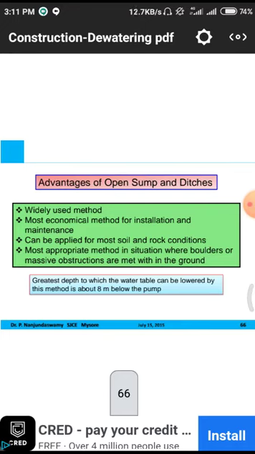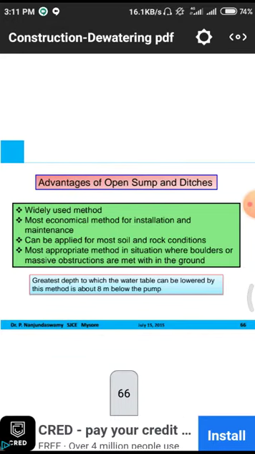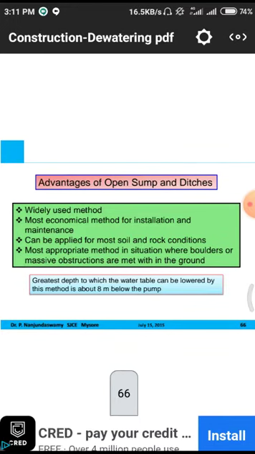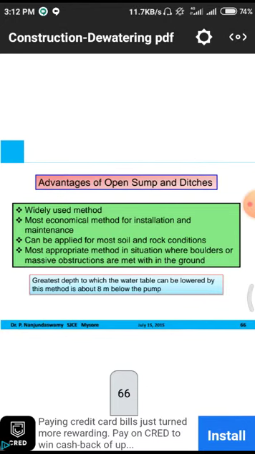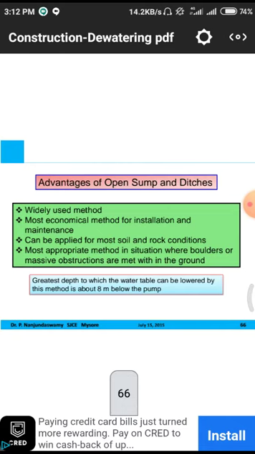And next, it is the most appropriate method in situations where boulders or massive obstructions are met in the ground, nearer to hilly areas, where we have to face this problem. Large boulders means large-size stone particles likely associated with the soil, and those are called boulders and massive obstructions. In those conditions also this method is employable.